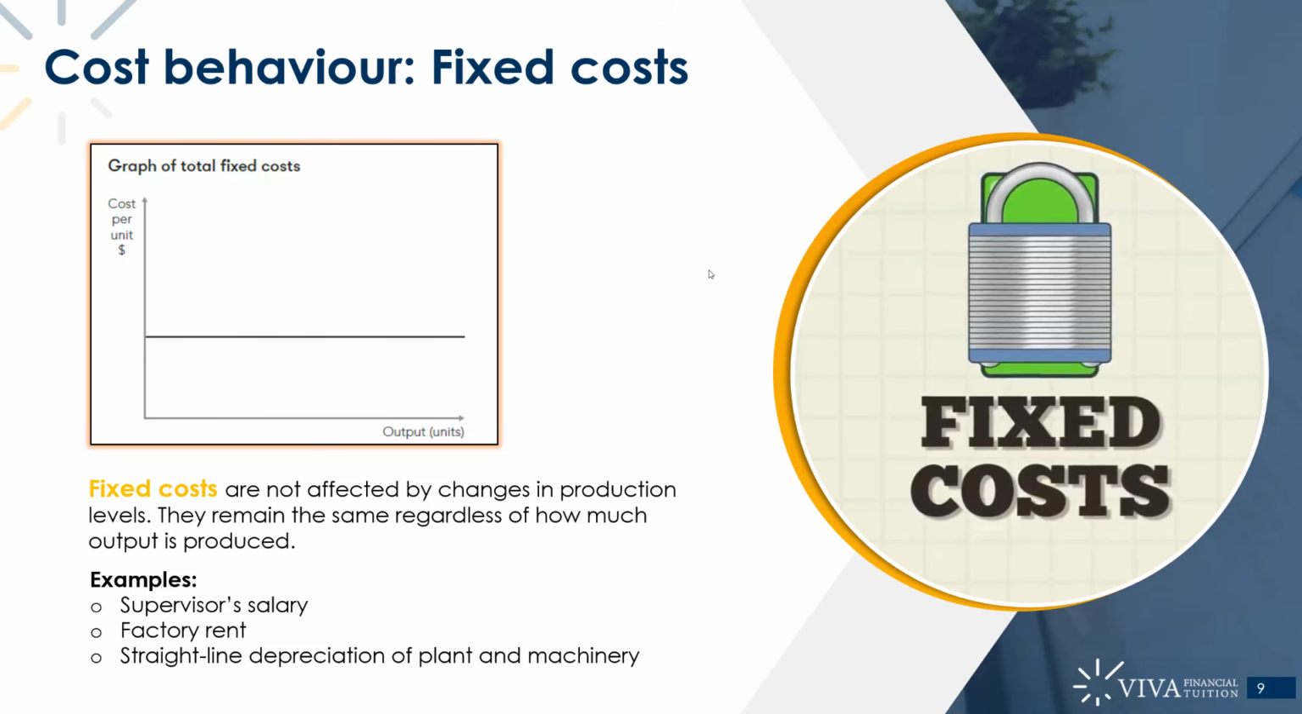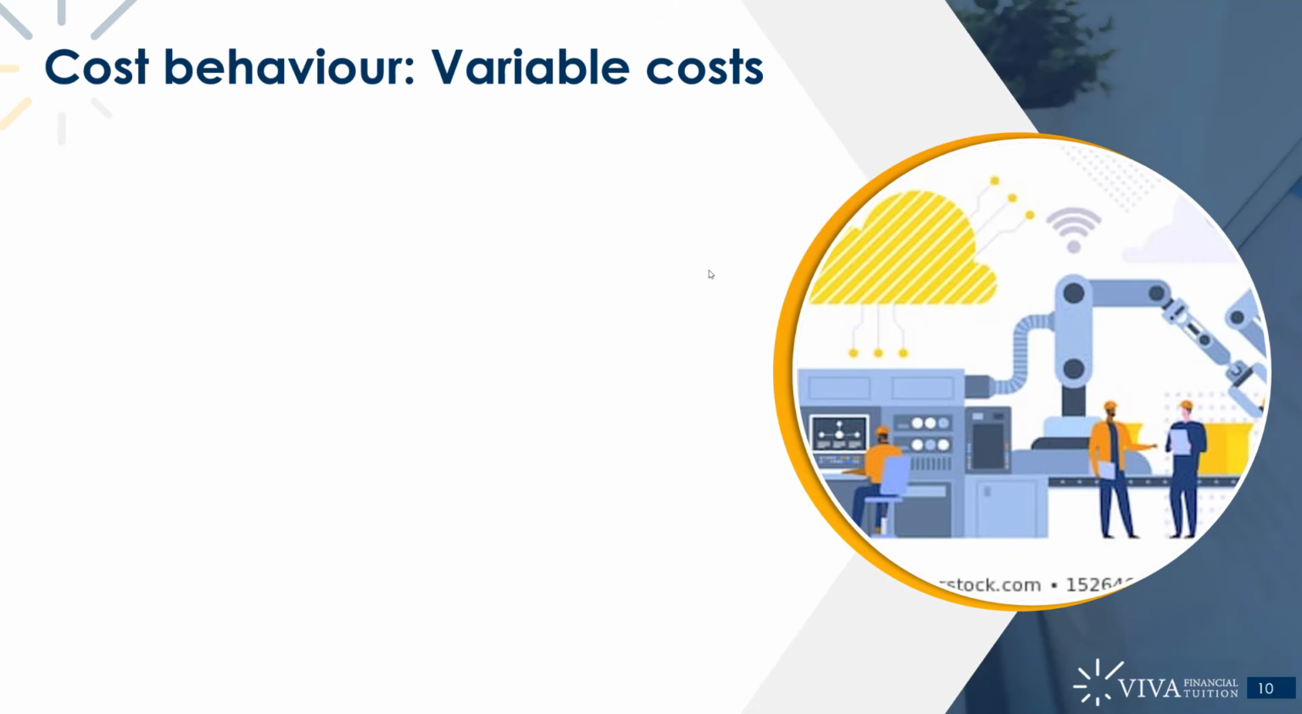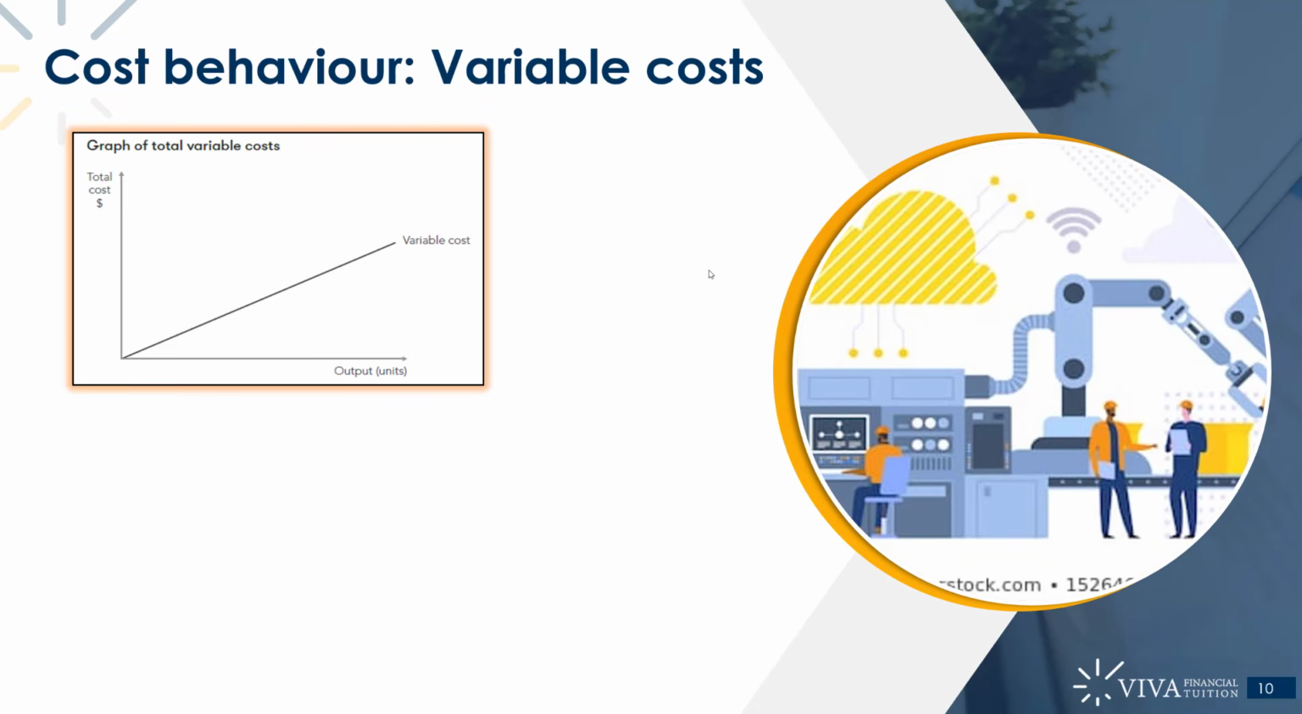The next cost behavior that we're going to run through is variable costs. Variable costs are the complete opposite to fixed costs. Variable costs change directly in relation to output. So what do we mean by this? Well, if we take the example of the smartphone manufacturer, if the units produced increase, so will variable costs. They increase or decrease depending on changes in output.